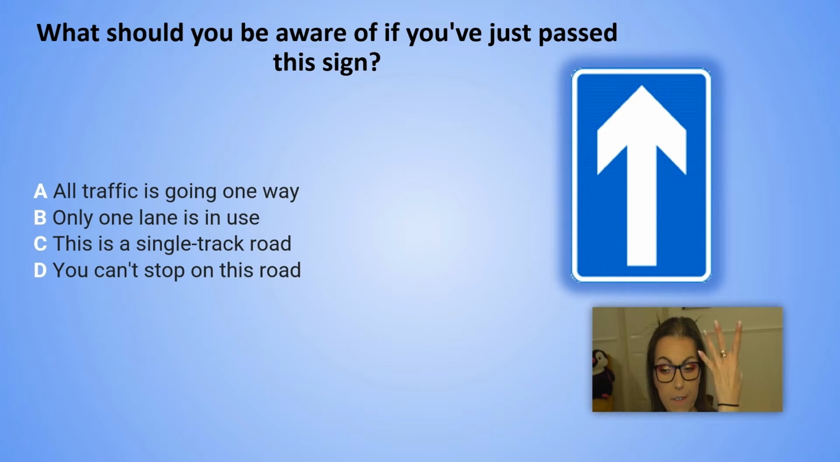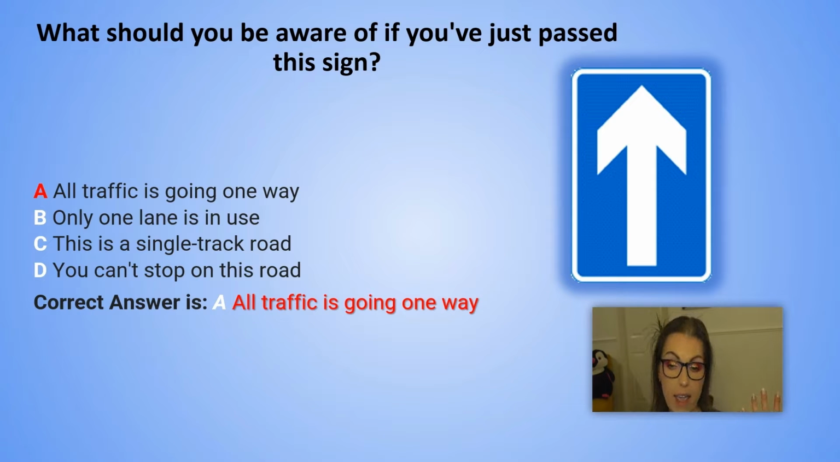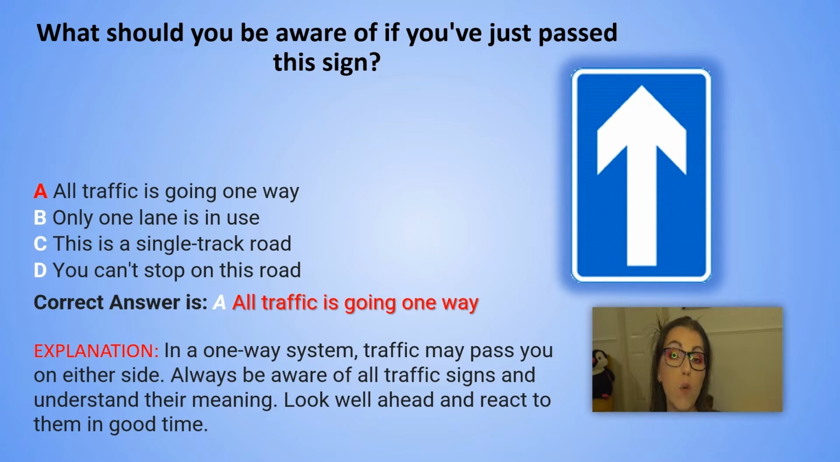5, 4, 3, 2, 1. And the correct answer is A. All traffic is going one way. Explanation. In a one-way system, traffic may pass you on either side. Always be aware of all traffic signs and understand their meaning. Look well ahead and react to them in good time.